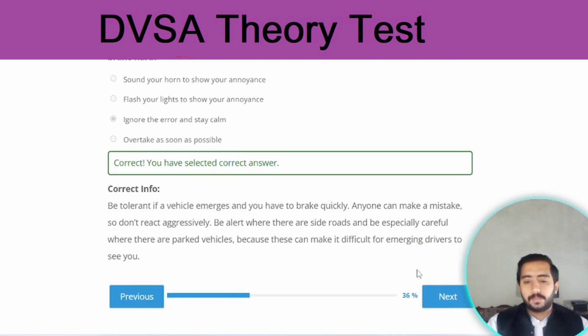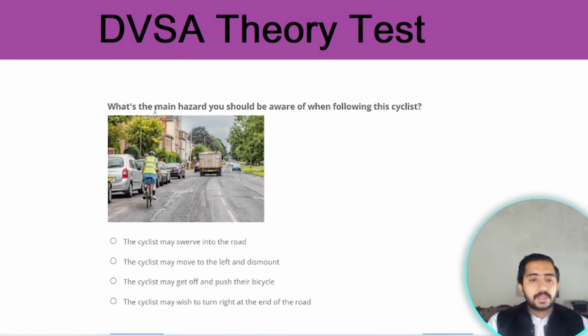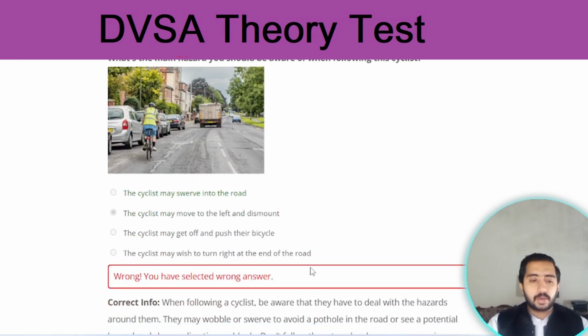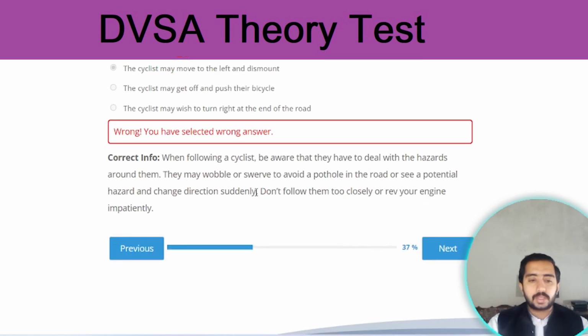Next question. What's the main hazard you should be aware of when following this cyclist? The correct option is the cyclist may swerve into the road. Option A is the correct one. Option A, the cyclist may swerve into the road. Option A is the correct option.